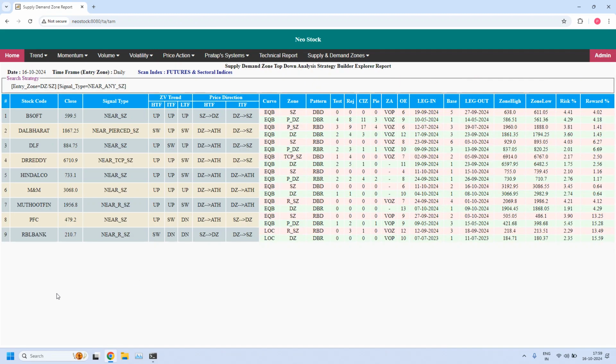9 stocks are filtered. Let's identify high liquidity daily supply zones from this list. Dr. Reddy is having a high liquidity daily supply zone. Next, Muthoot Finance is having a daily high liquidity supply zone. And RBL Bank is having a daily high liquidity supply zone. So we have identified 3 daily high liquidity supply zones from this list.